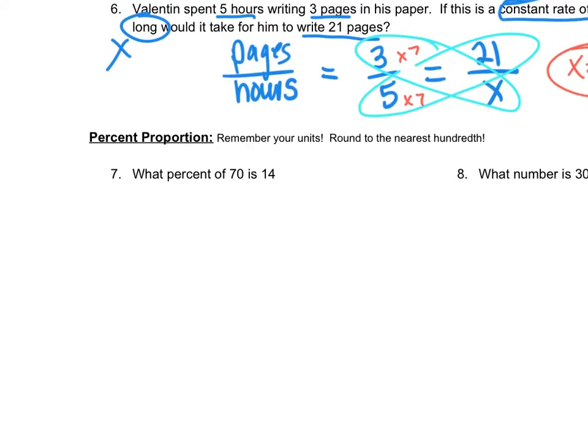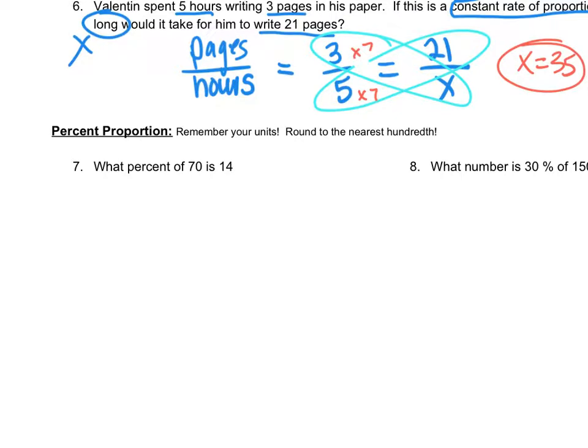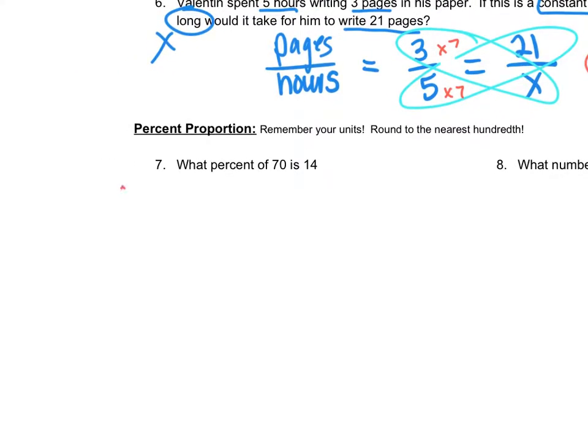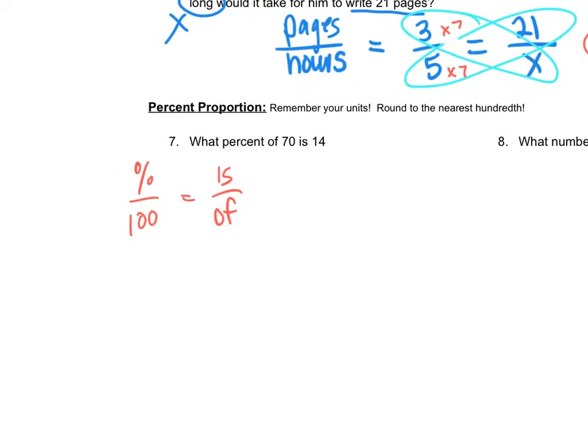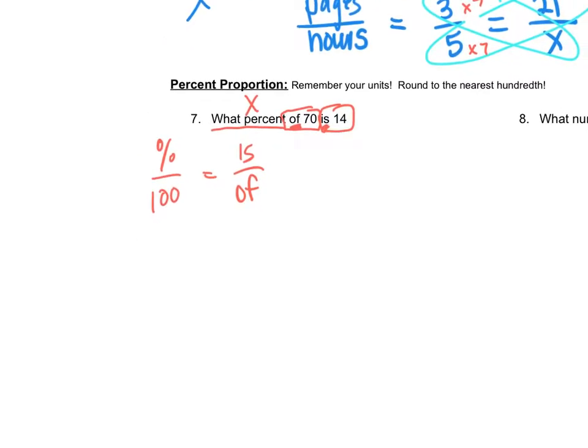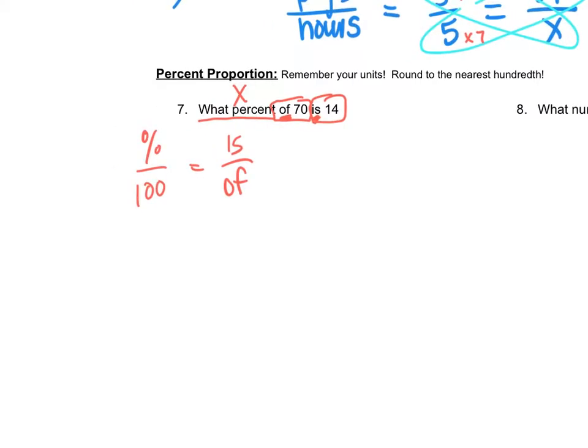Okay, so number 7, percent proportions. Remember on percent proportions, it's always a percent over 100 and is over of. Okay, that's your wording. So number 7 asks what percent, so that's what I don't know, of 70 is 14. So how can I set that proportion up? 14 over 70. And then if it's asking what percent, that means X over 100.